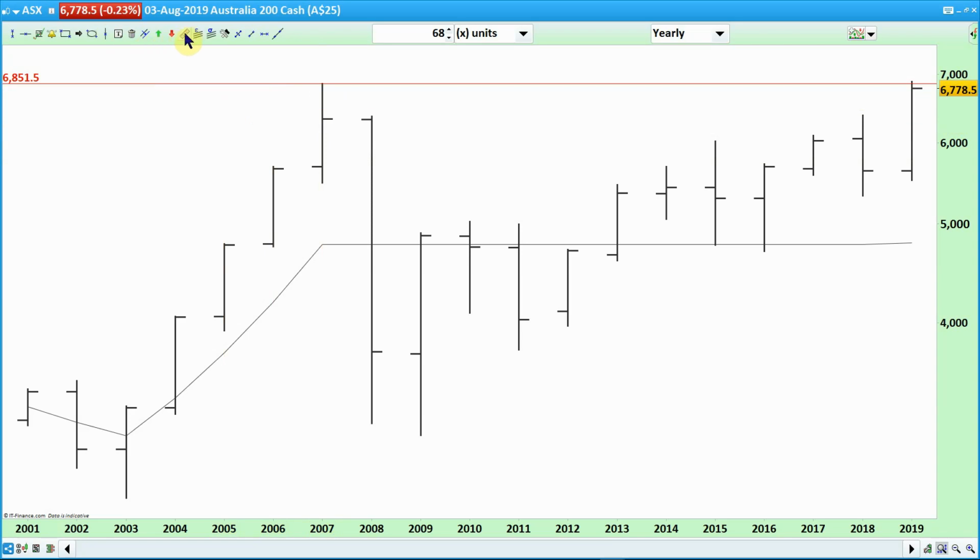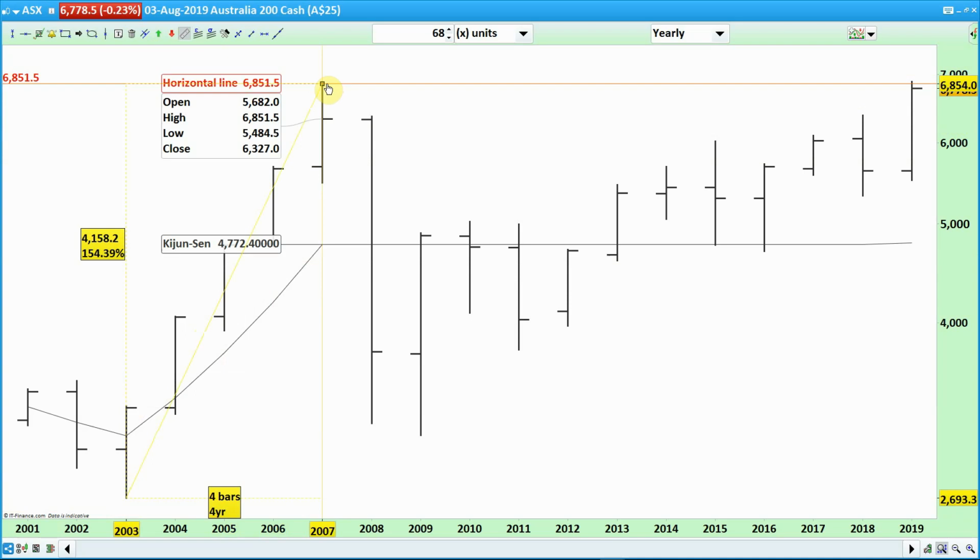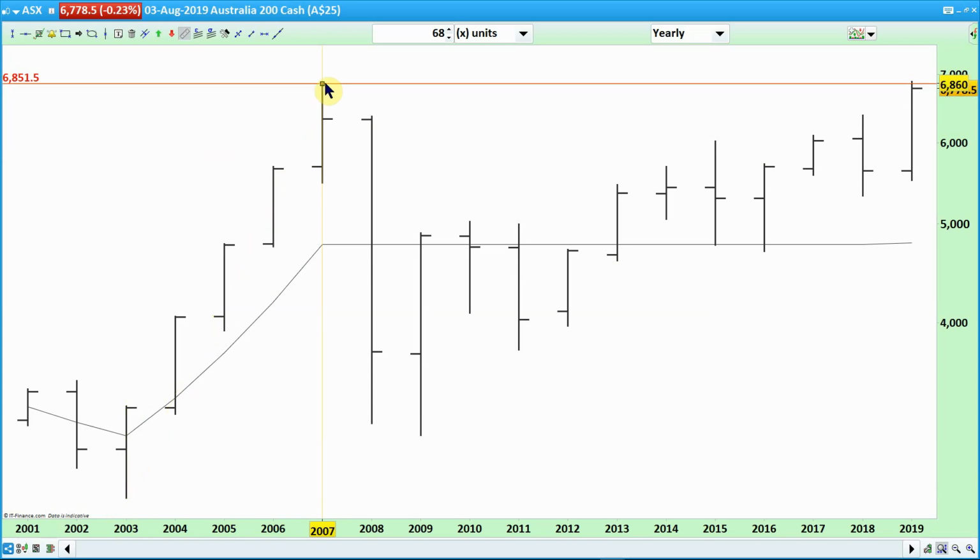So actually it went up from 2693 to 4158, and then it fell from here to here, which is a 54% correction. Now recently, the reason I'm telling you about this high of 6851.5 is that it was touched, I think, last week. 6851.